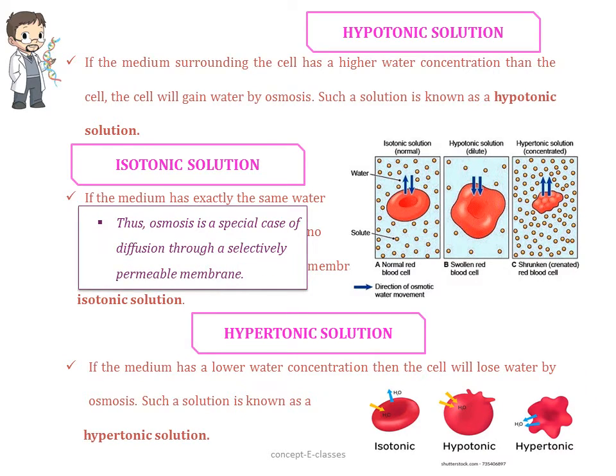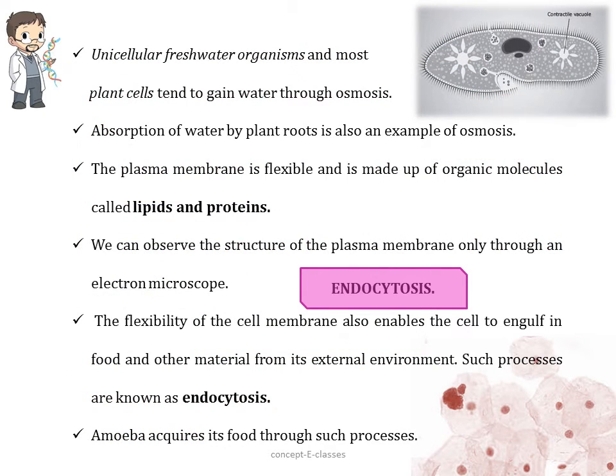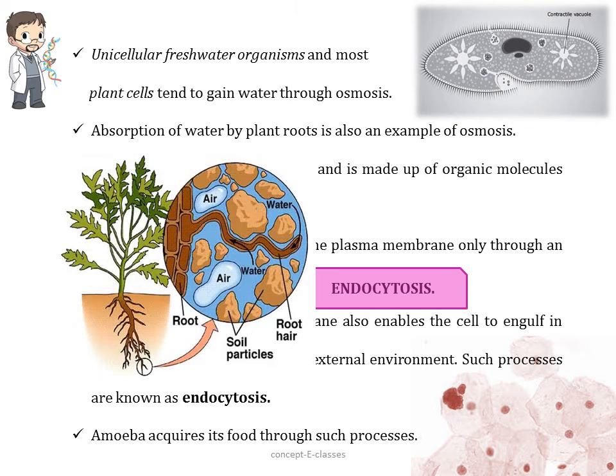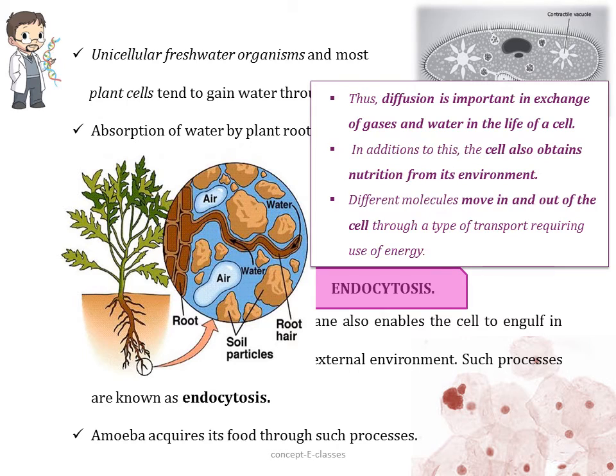Thus, we can say that osmosis is a special case of diffusion through a selectively permeable membrane. Many unicellular freshwater organisms like euglenophytes or diatoms and most plant cells tend to gain water through osmosis. They have different types of organelles like the contractile vacuole to do this process. Similarly, absorption of water by plant roots is also an example of osmosis. Hence we can say that diffusion is important in exchange of both gases and water in the life of a cell. In addition to this, the cell also obtains nutrition from its environment.